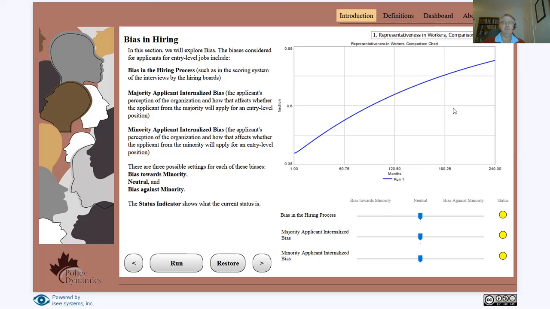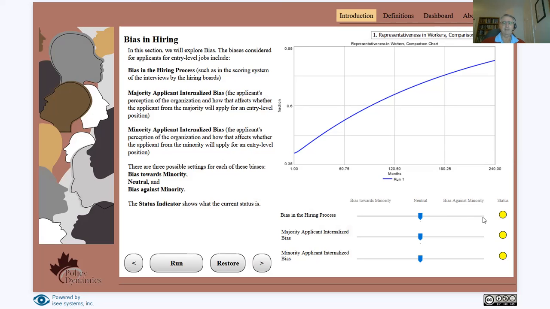So the question you might ask is can we speed up this process? You know, can we wait 20 years to see this improvement, or would we like to see this improvement occur at much greater speed? So that's what we're going to do here. We're going to look at a couple of different options and scenarios and see how that affects this diversity growth.